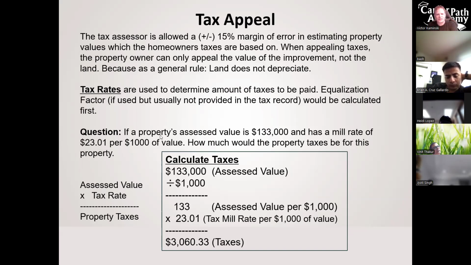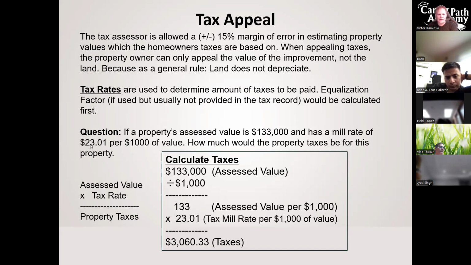So if you get a question like this: if a property's assessed value is $133,000 and it has a mill rate of $23.01 per $1,000 of value, how much would the property taxes be for this property? Well, how many thousands are there in 133,000? 133. So you take 133,000 divided by 1,000. That gives you, in this question, assessed value per $1,000.